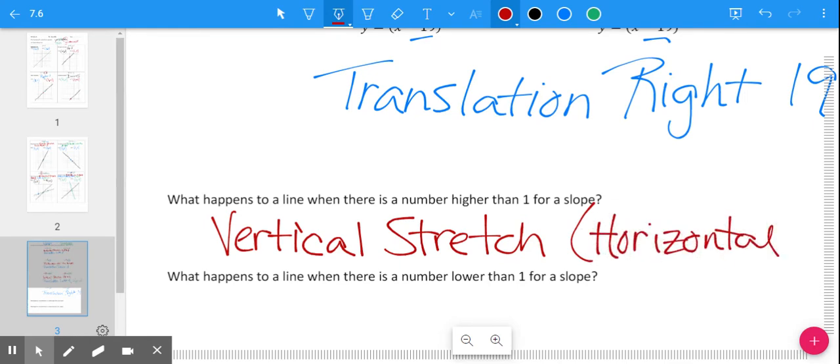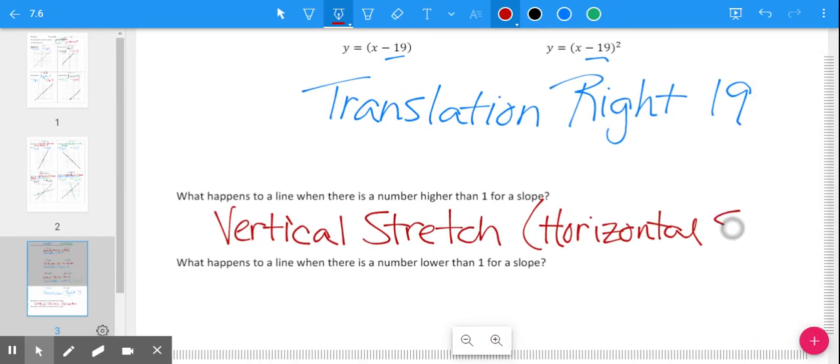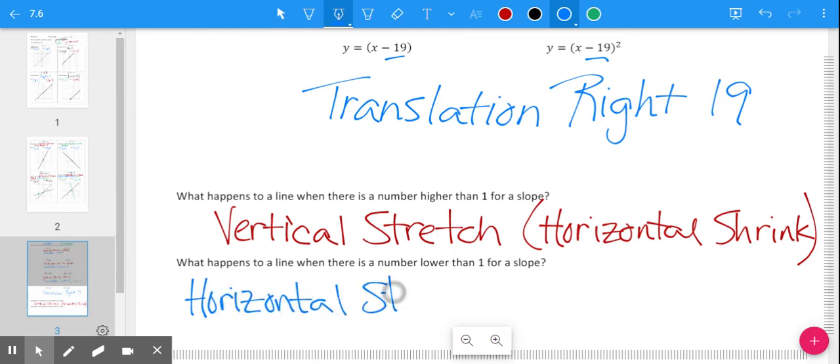And this is where I want you guys to note this. So what happens to a line when there is a number lower than 1 for the slope? And that is a horizontal stretch, which is also known as a vertical shrink.